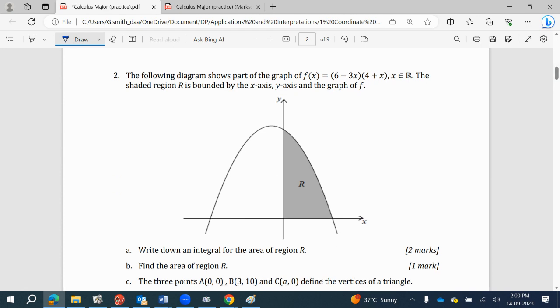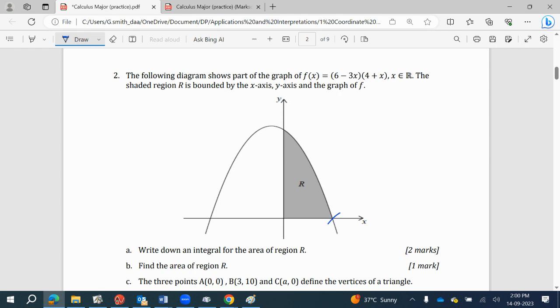So our next question, the following diagram. Your exam is going to have an easy tangent line type question and an easy find the area question. This is the easy find the area question. This diagram shows part of this graph. We can see that this is going to be a quadratic curve. We can see the curve here. And our first thing to do is write down the region R.